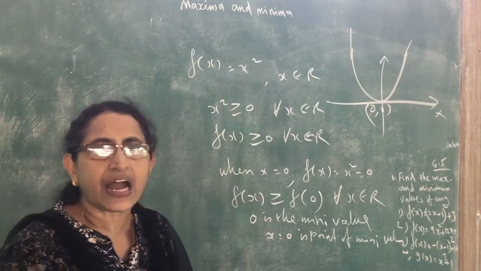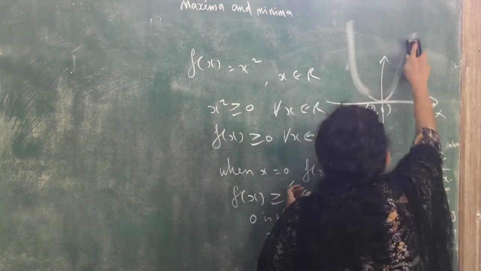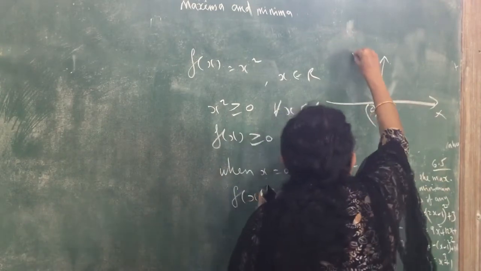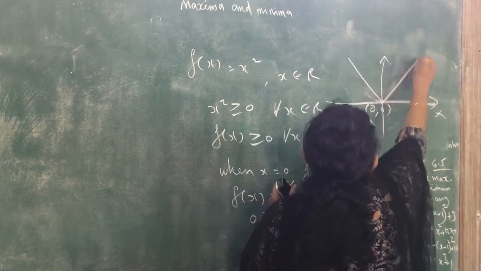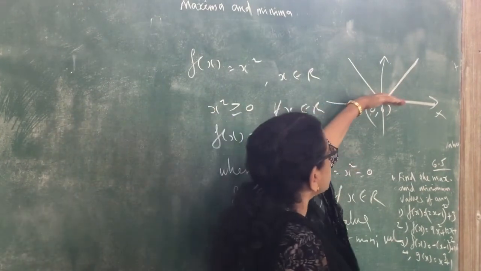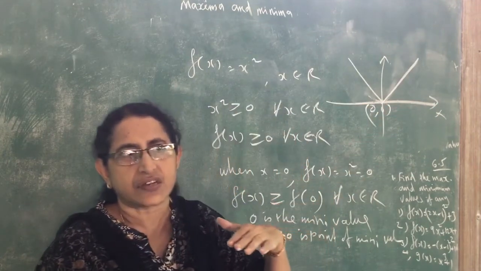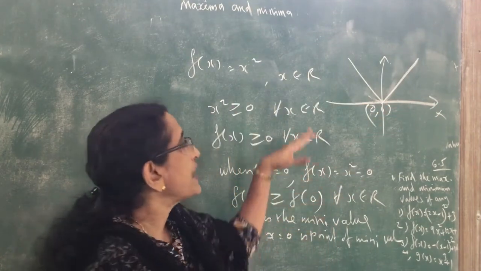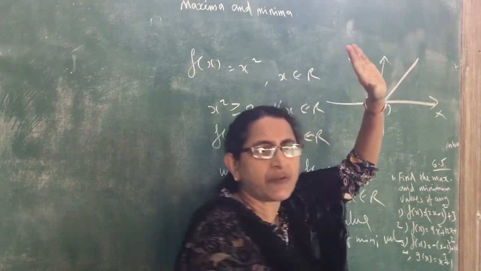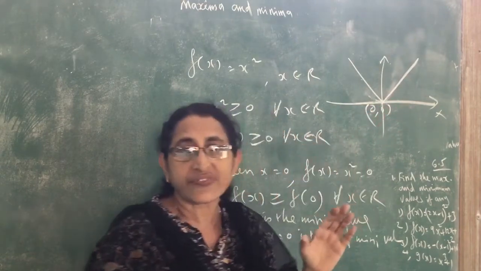Similarly, we can draw the graph of f of x equal to modulus x. From the graph also we can understand. So the graph of modulus x is this one. Here also the minimum value occurs at the point 0, 0. So 0 is the minimum value of the function f of x equal to modulus x. And there is no maximum value. It increases indefinitely. No maximum value, but the minimum value occurs when x equal to 0.